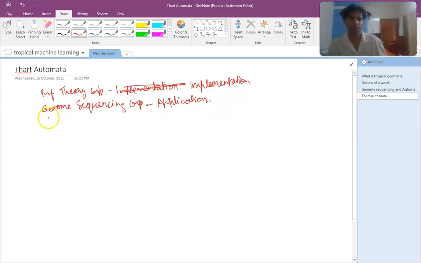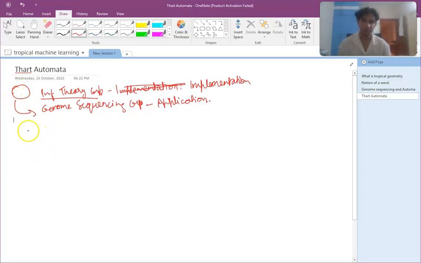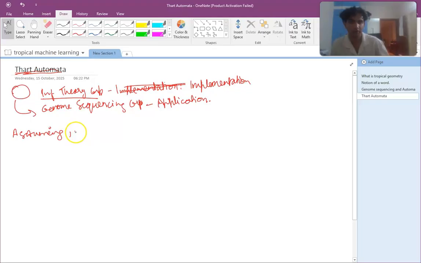Okay, so basically the information theory guys are going to make our automata and we're going to use it in genome sequencing. So first we're going to start with talking about what a third automata is. So we are assuming that you know what an automata is. I'm just hoping that you guys understand it, and we will be moving on from there.